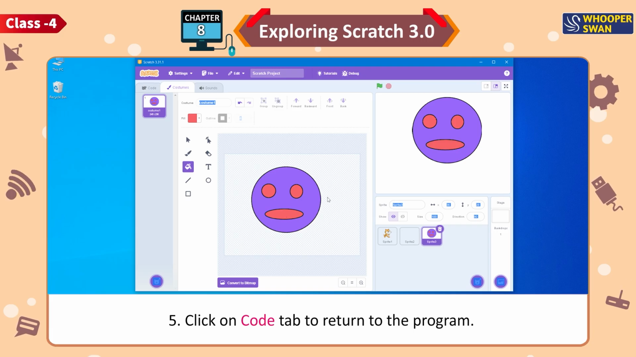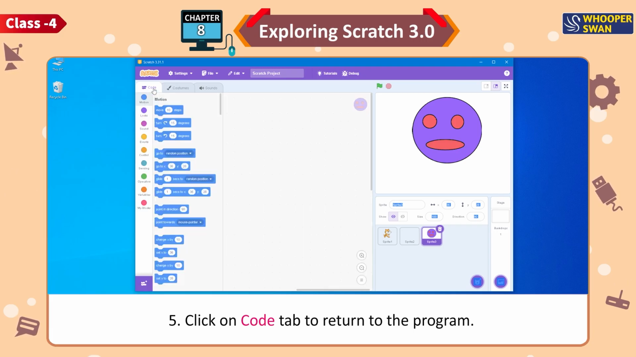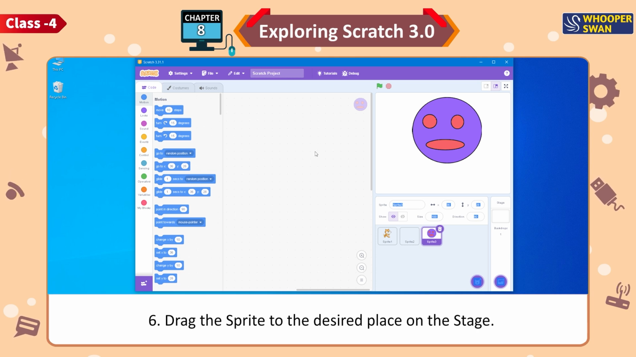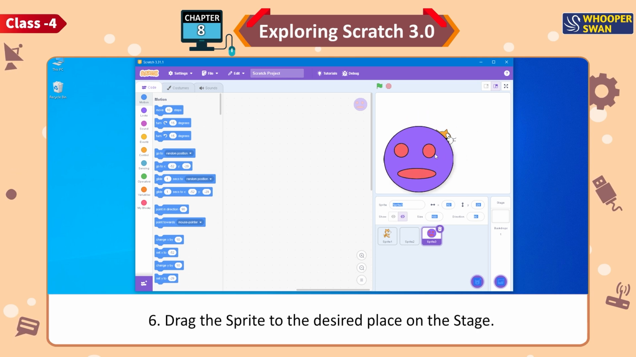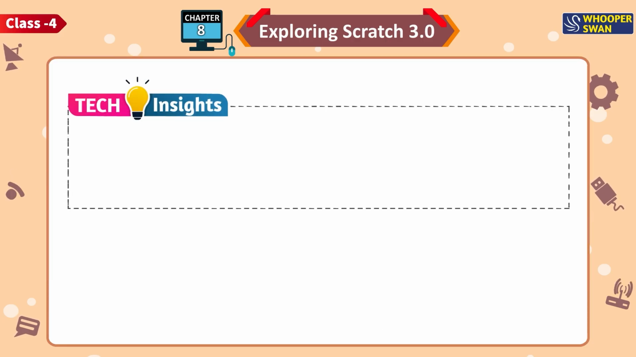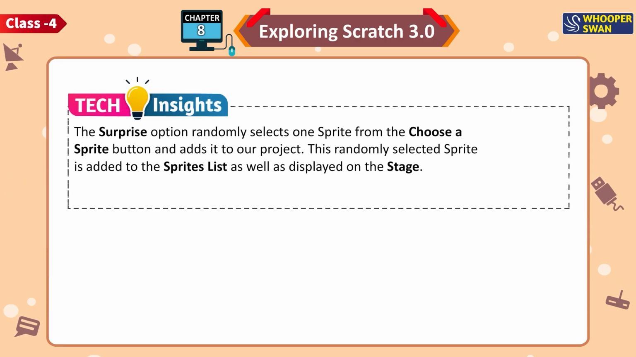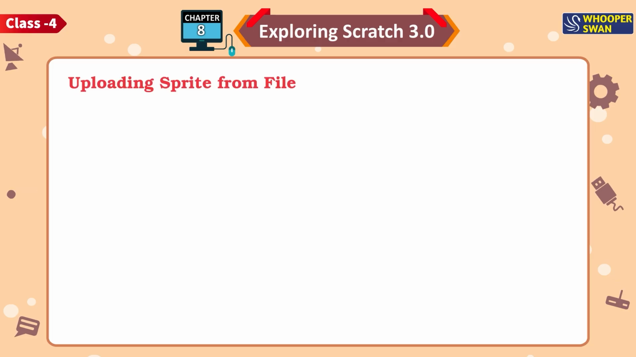Step 5. Click on Code tab to return to the program. Step 6. Drag the sprite to the desired place on the stage. Tech Insights. The surprise option randomly selects one sprite from the Choose a Sprite button and adds it to our project. This randomly selected sprite is added to the sprites list as well as displayed on the stage.